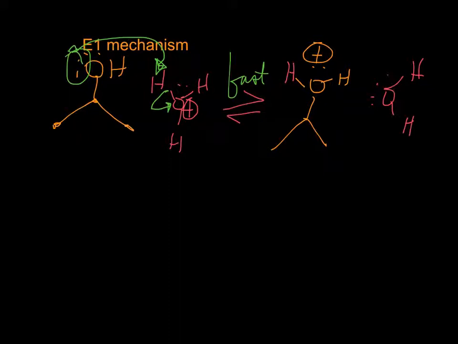The second step is the rate limiting step, and that's the formation of the carbocation. If you look, this HOH of the alkyl oxonium ion looks an awful lot like water. And so water is a leaving group. What happens here is the water leaves, but it takes the electrons with it. And so that's why this is the slow step, or the rate limiting step. And we are left with the carbocation.